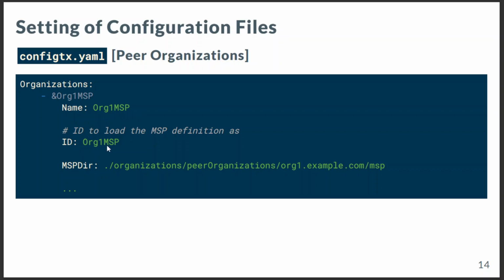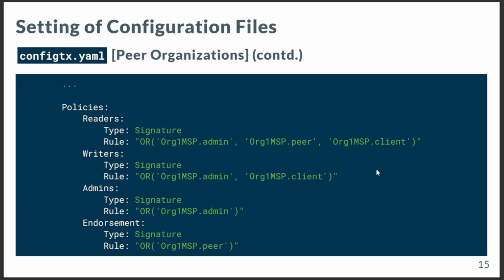Then we have the ID, org1, same. This ID would be used at a later point for generating the certificates and all. And the MSP directory. Once we create the crypto config, we showed that crypto config file, right? Once we create the certificates and everything, that crypto config directory would have the keys for the MSPs. We mentioned the directory for the MSP, that is peer organizations, org1.example.com, MSP. In this MSP folder, it will contain the certificates.